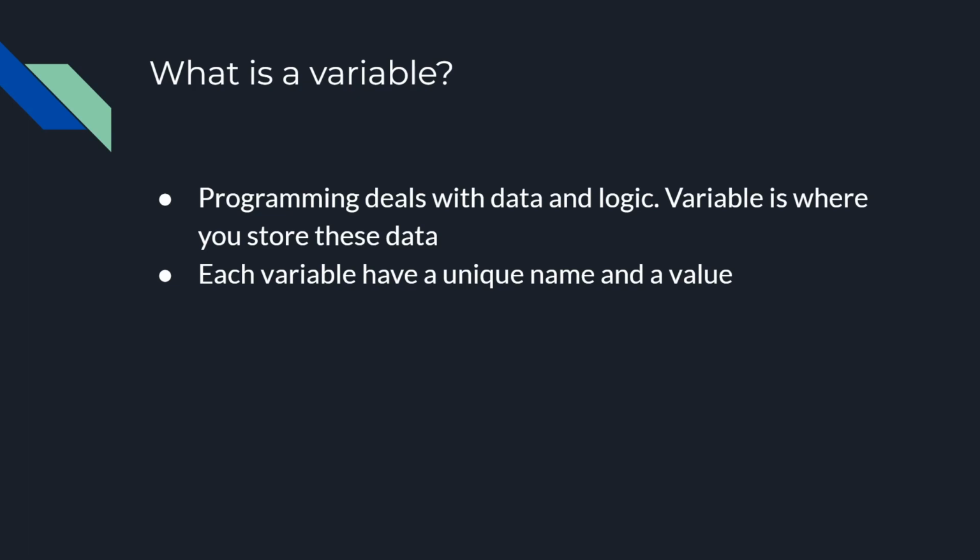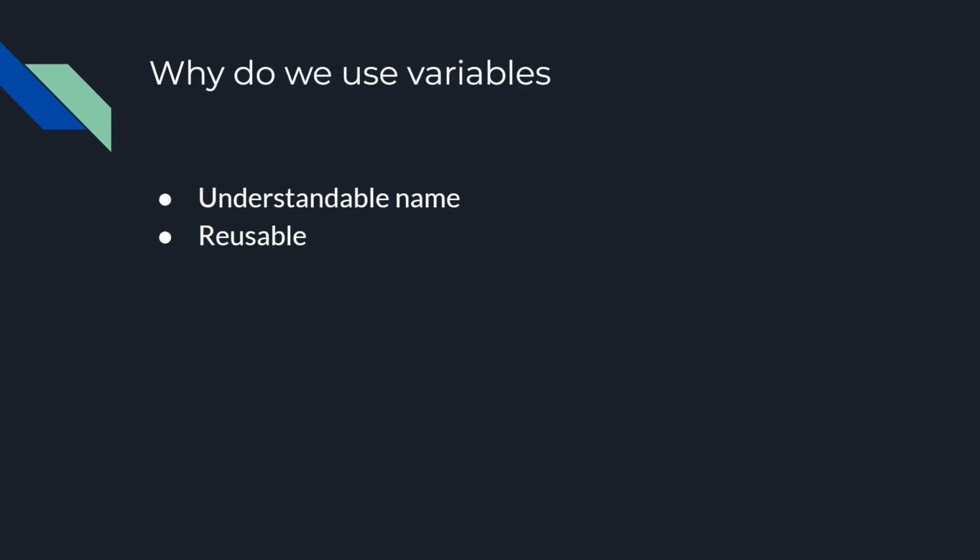and a value. Okay, so why do we use variables? First of all, it makes the program just easier to understand. It breaks down your steps into smaller, easier to digest sections. And if you give a variable a really good name that's very descriptive, then it's a lot easier for other people who don't know your code to understand what your code is trying to do as well.